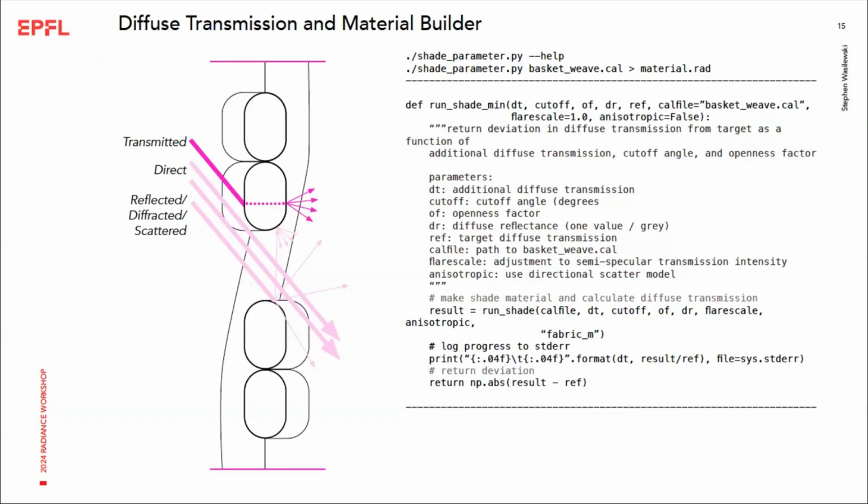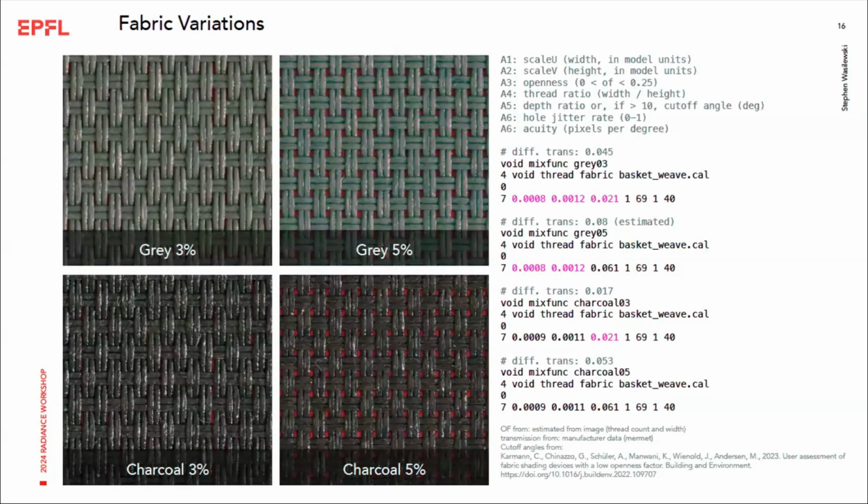So I made a Python script that will minimize the difference of the diffuse-diffuse transmission. To specify, you need the geometric parameters of the shade, so cutoff angle and the dimensions of the threads and openness. Basically, openness, cutoff angle, and diffuse transmission. And because the diffuse transmission is complex, I run a minimization routine to solve for what the right trans materials are. Then you can tune the intensity of the scattering based on the material. And then this will spit out that full material definition.